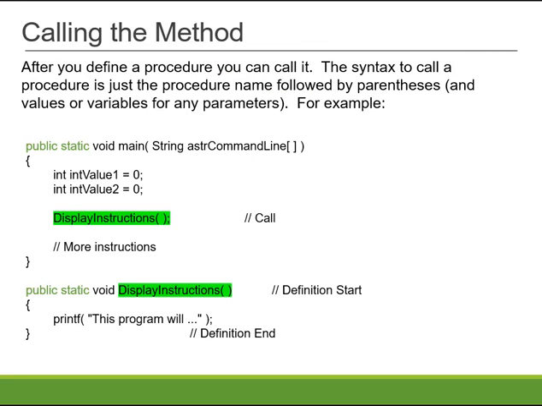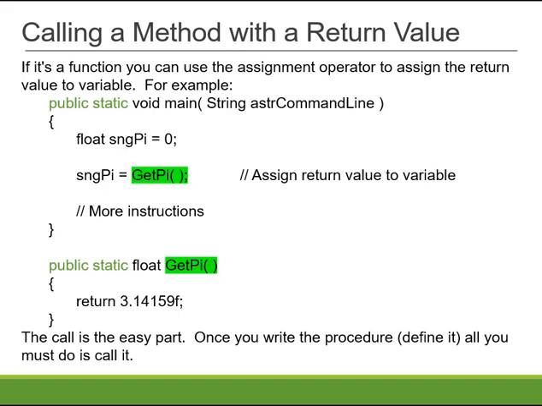After you define the method, you can call the method. Here is the syntax for method display instructions. Refer to the example on the screen. Here is a method with a return value, or it's a function. You can use the assignment operator to assign the return value to the variable as shown on the screen. Notice how we populate pi by calling the getPy function.